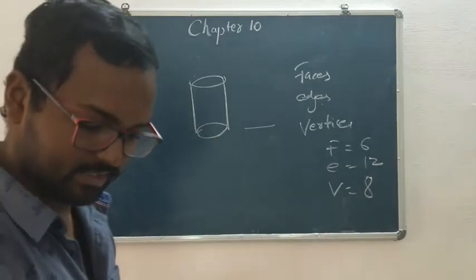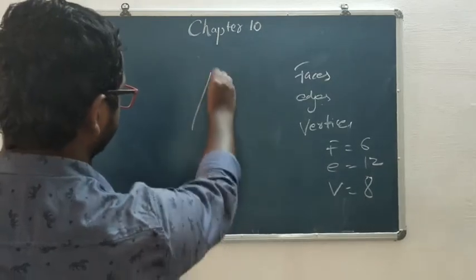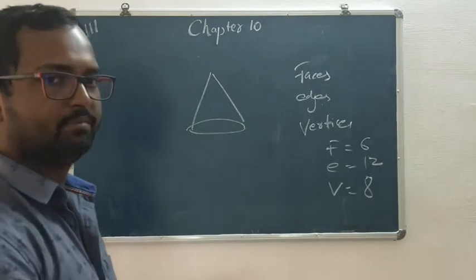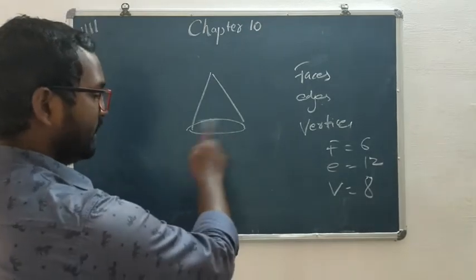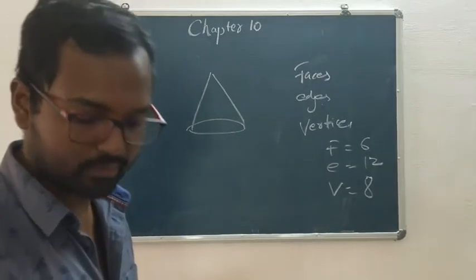The third figure is a cone. In the cone also, the bottom edges are not meeting by straight lines. Here we have a circle. So this is also not a polyhedron.